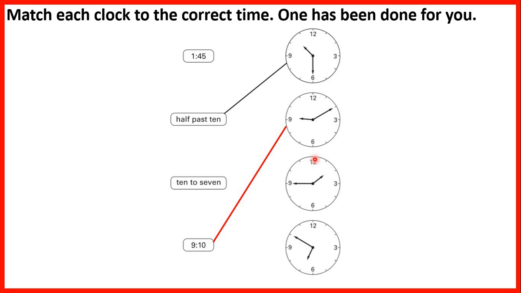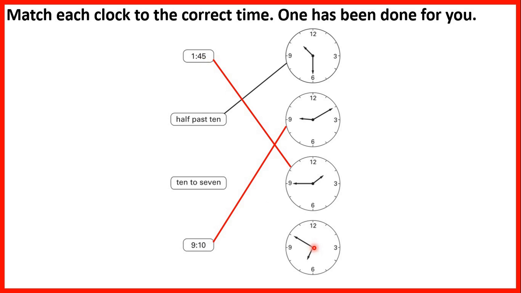Now here we can see that the short hand, the hour hand, has gone past 1 and hasn't yet got to 2, but then the minute hand is on the 9. So if we multiply that by 5, 9 times 5 is 45. So the hour hand is on 1 and the minute hand is 45 minutes, so that's 1:45.